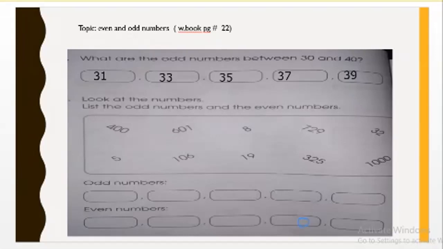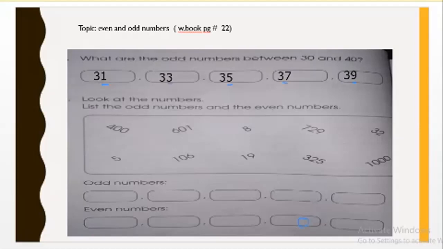Yes. Now just check your work. After solving the work, don't forget to check your work. And how can we check? Just check the last digit. 1 is odd, 3 is odd, 5 is odd, 7 is odd, and 9 is an odd number. Yes, and 40 is again an even number. So this question is done, and the next question is very interesting.